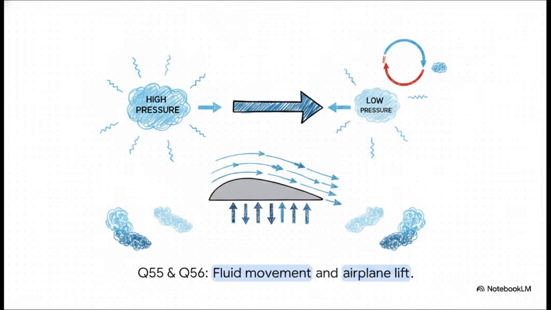Now, sliding right into question 56. How do airplane wings manipulate air pressure to generate lift? Think back to how the wing is shaped. The upper wing is curved, which forces air to move faster over the top, dropping the air pressure there. The high pressure below then pushes up. That perfectly matches answer B.